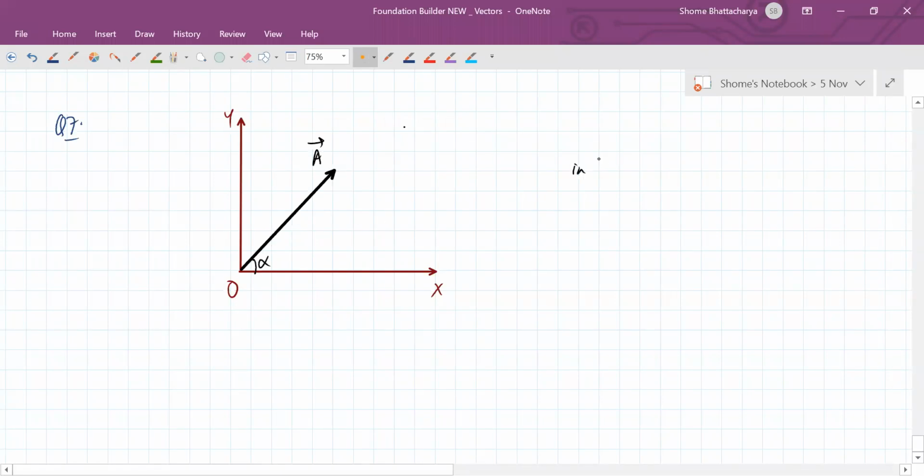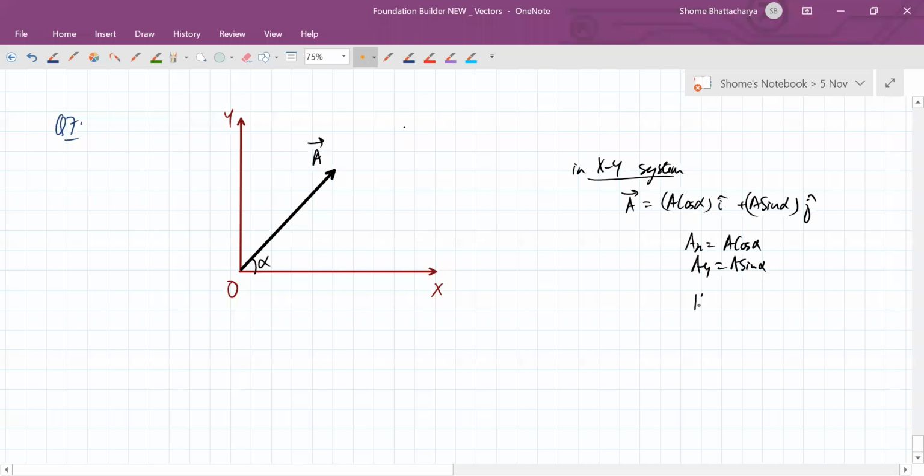So in the XY system, we will write the vector A as A cos alpha i cap plus A sin alpha j cap. So the x component of this will become A cos alpha. The y component will become A sin alpha. The magnitude of the vector is A, like this.